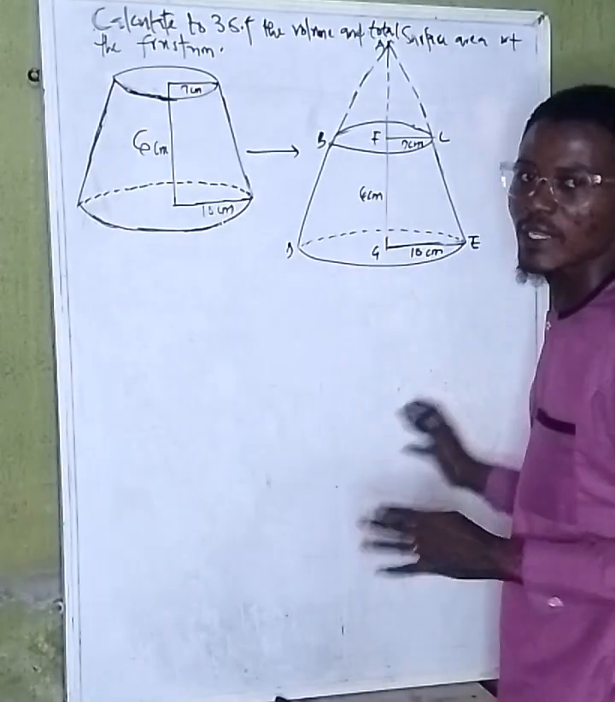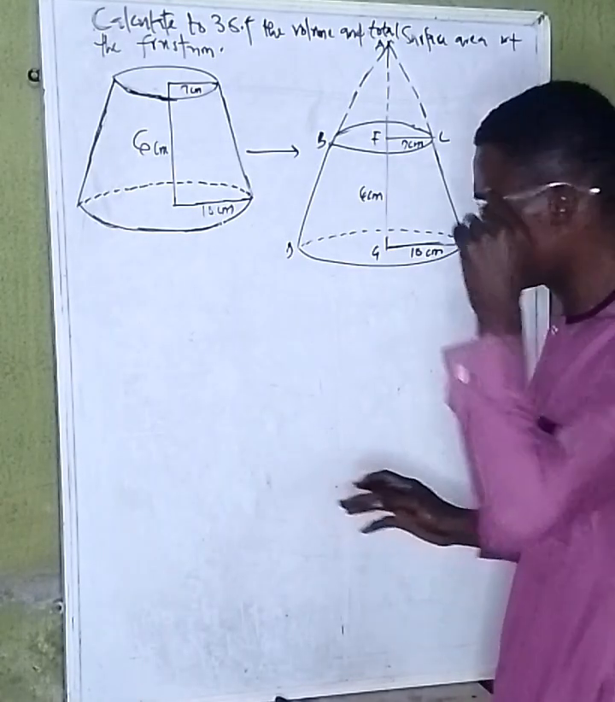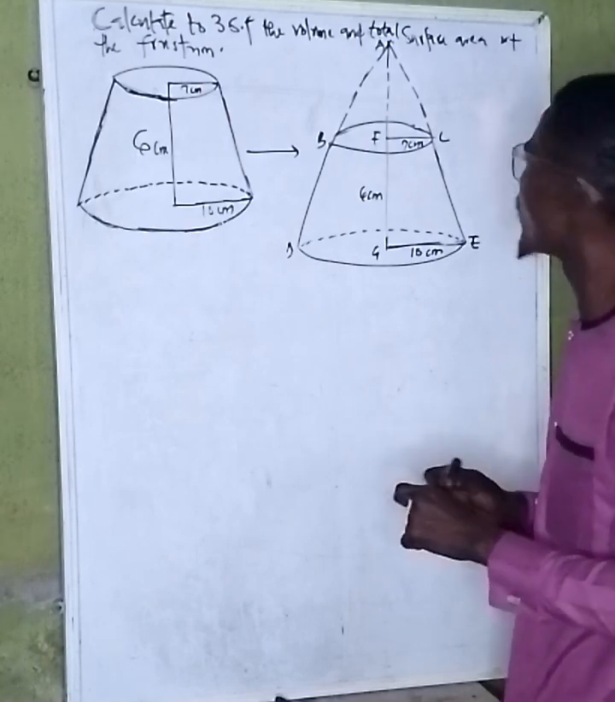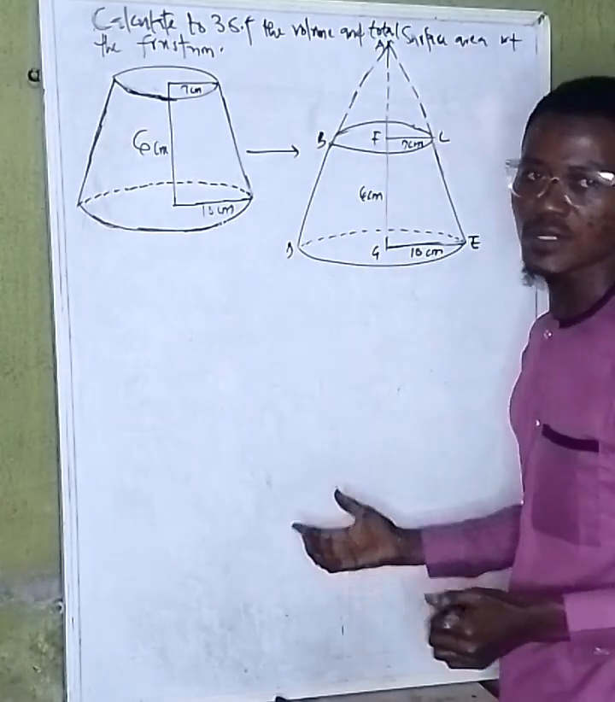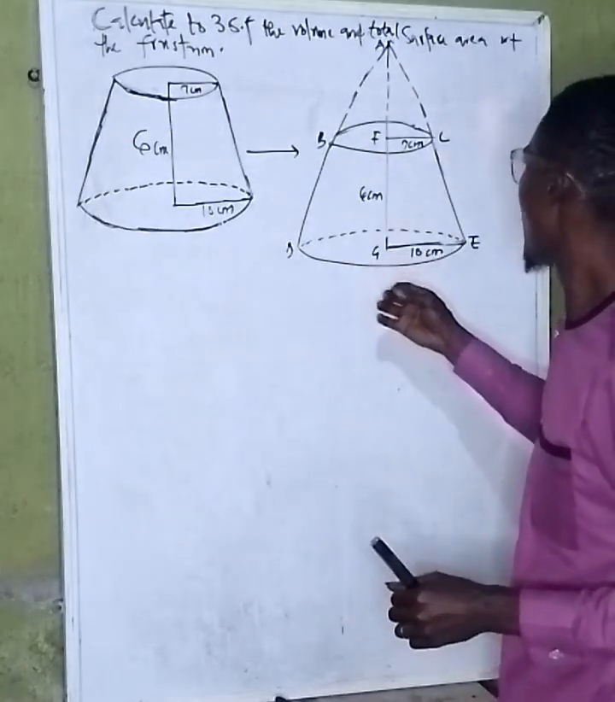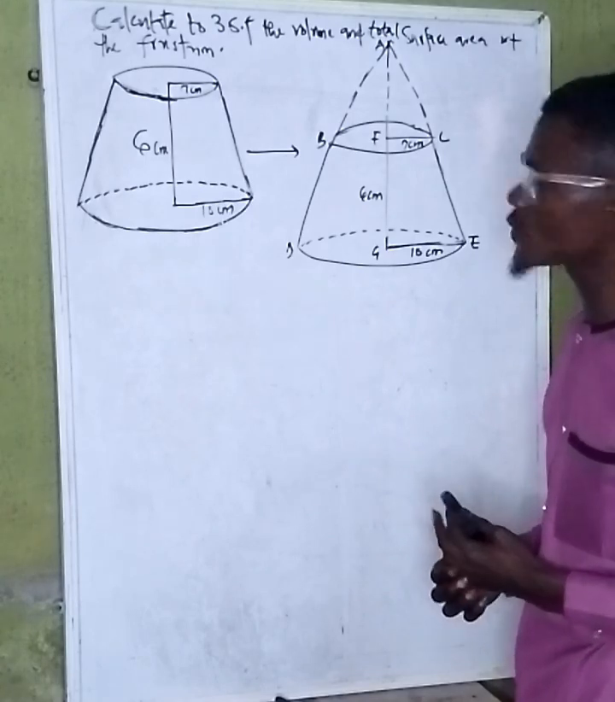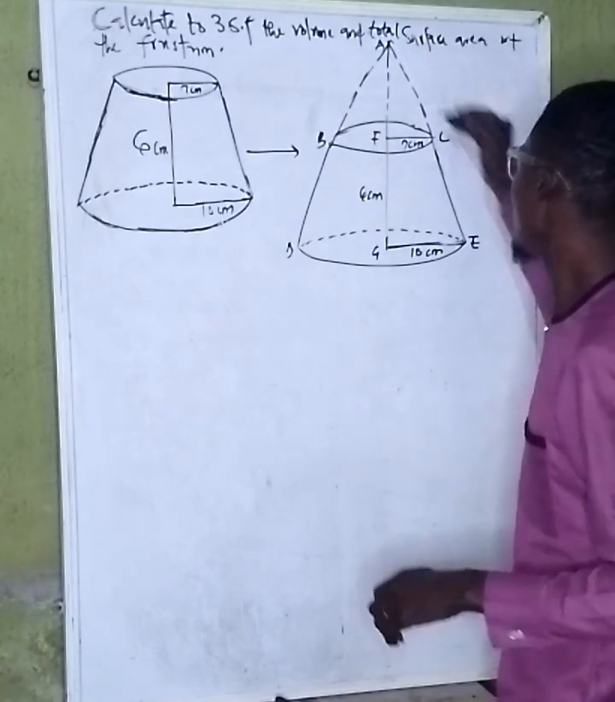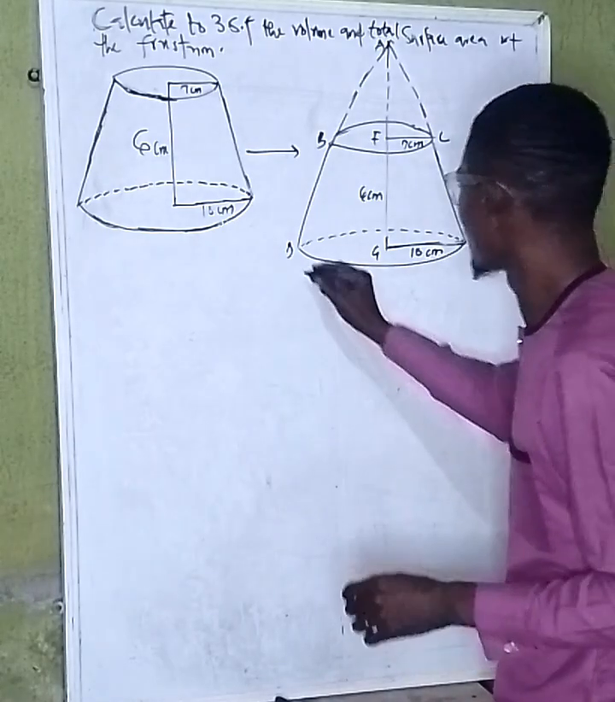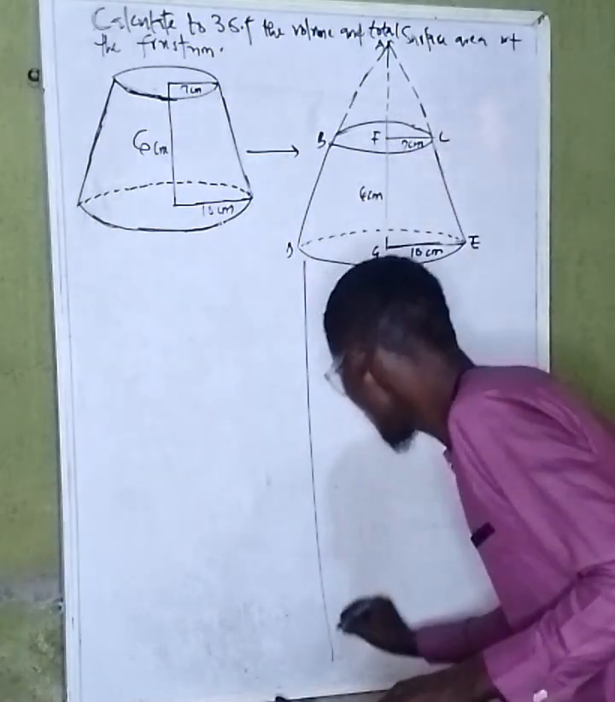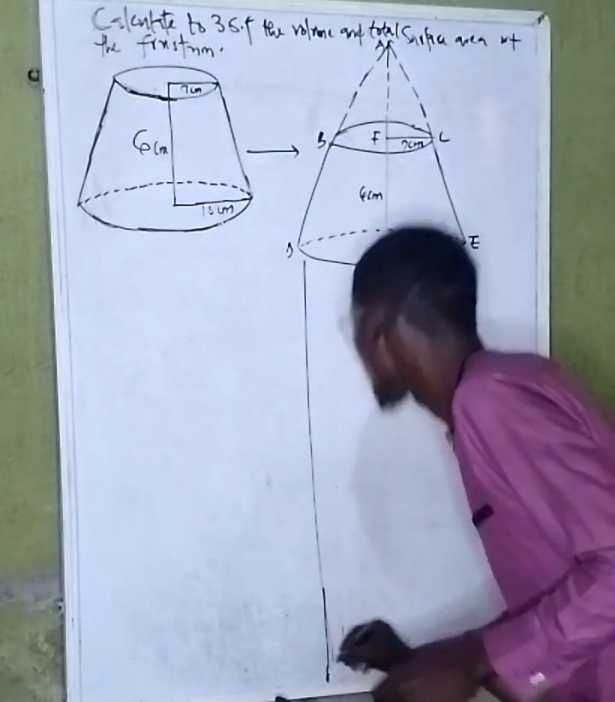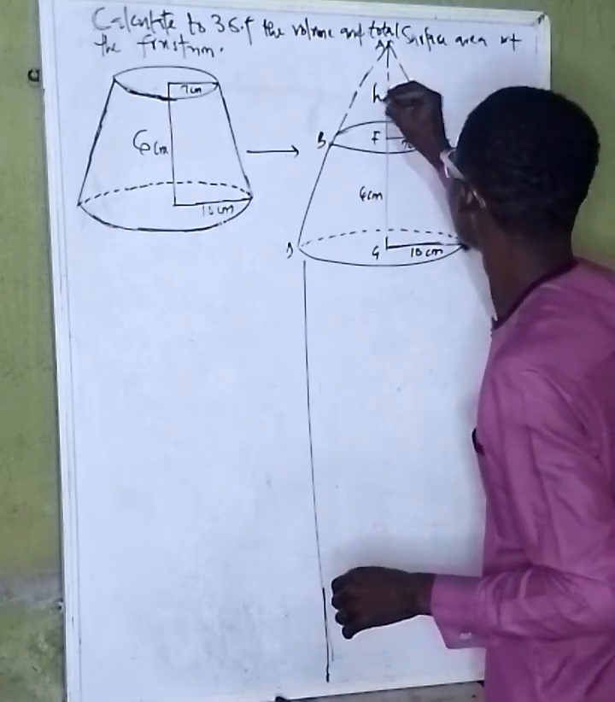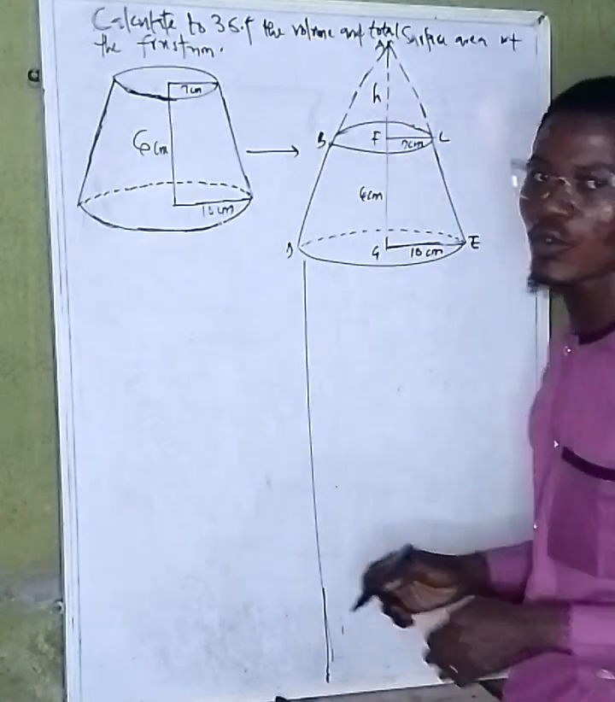We've gotten a complete cone. Now, the next step is to compare the two cones. There are two cones there, like I said. And also, if you take a look at it very well, you also discover that we have two triangles on the board. So let's try and compare using similar triangles. Meaning that we'll be looking for the height of the smaller cone.